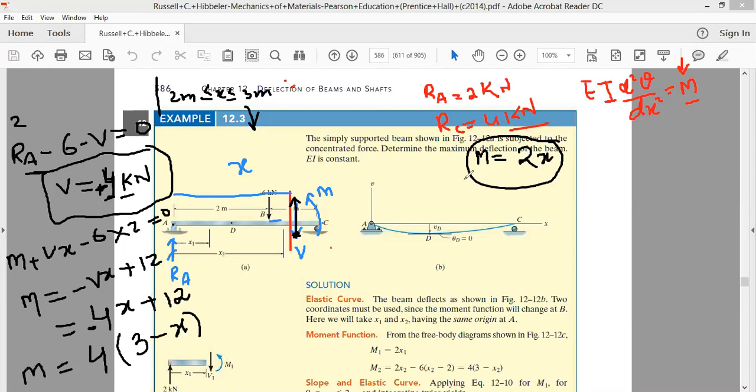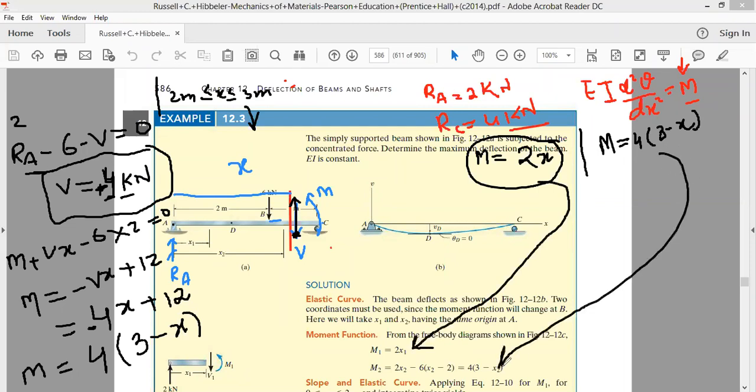So in this section, in another section, the bending moment equation is M is equal to 4 times 3 minus x. This is what we have also. If you look at this, this is already here, and M is equal to 4 into 3 minus 6, this is already here. So these are the values of the bending moment. We are successful in finding the equations of the bending moment.